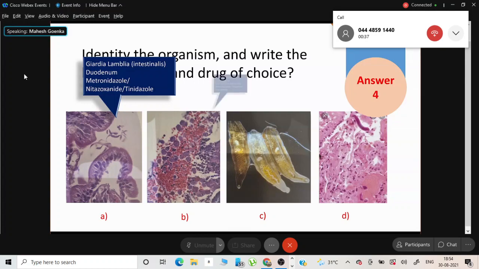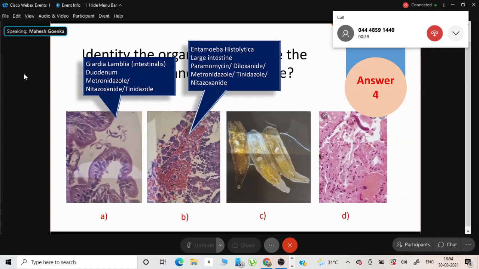The second one is Entamoeba histolytica, which is in the large intestine. Any one of the drugs would be correct: paromomycin, diloxanide furoate, metronidazole, tinidazole, and again, nitazoxanide.